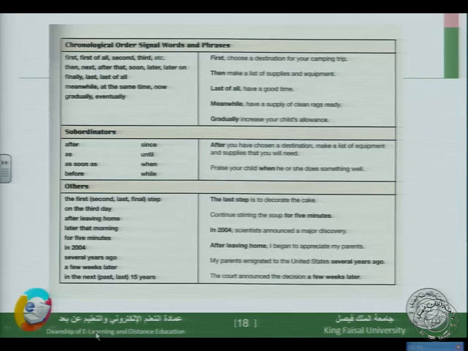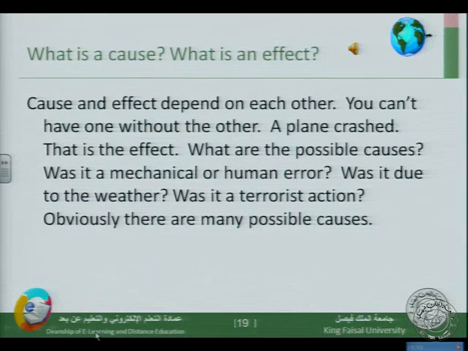And here are some of the chronological order signal words. These are the same expressions we took in the logical division topic. We also talked about the cause and effect essay, which is a different type of essay. We said cause and effect depend on each other. You cannot have one without the other.